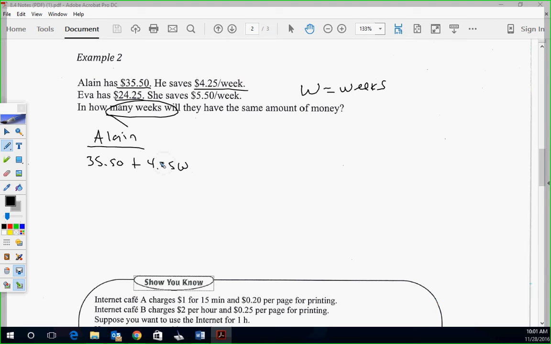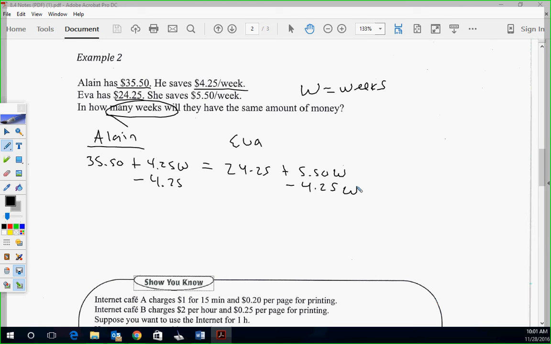$33.50 plus 4.25 W. I think by moving the smaller W will make more sense to you in a problem like this. Eva is $24.25 plus $5.50 a week, W. Okay. So Cato, which W do you think I'm going to move? Yeah, I'm going to move the Elaine's because 4.25 is smaller. And so I'm going to keep my W's positive there.